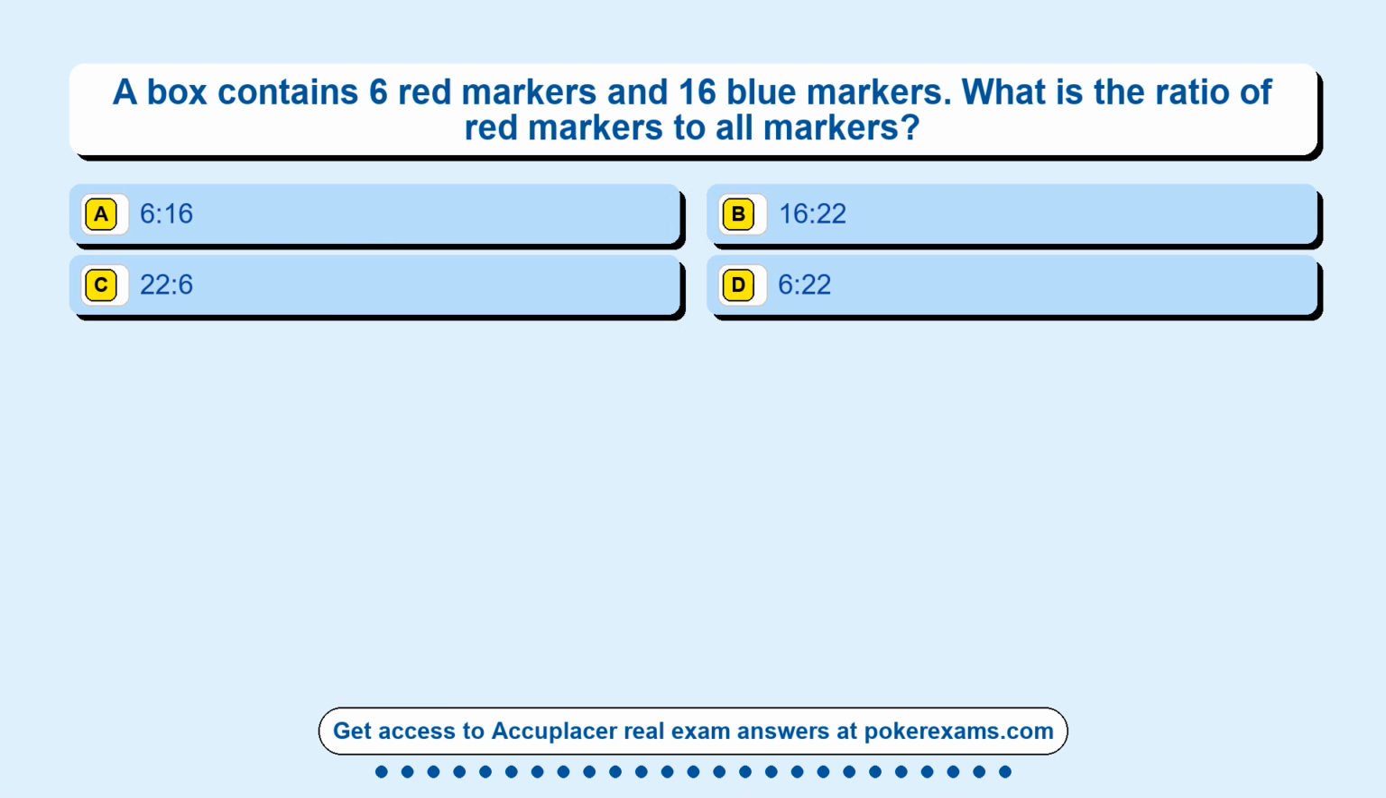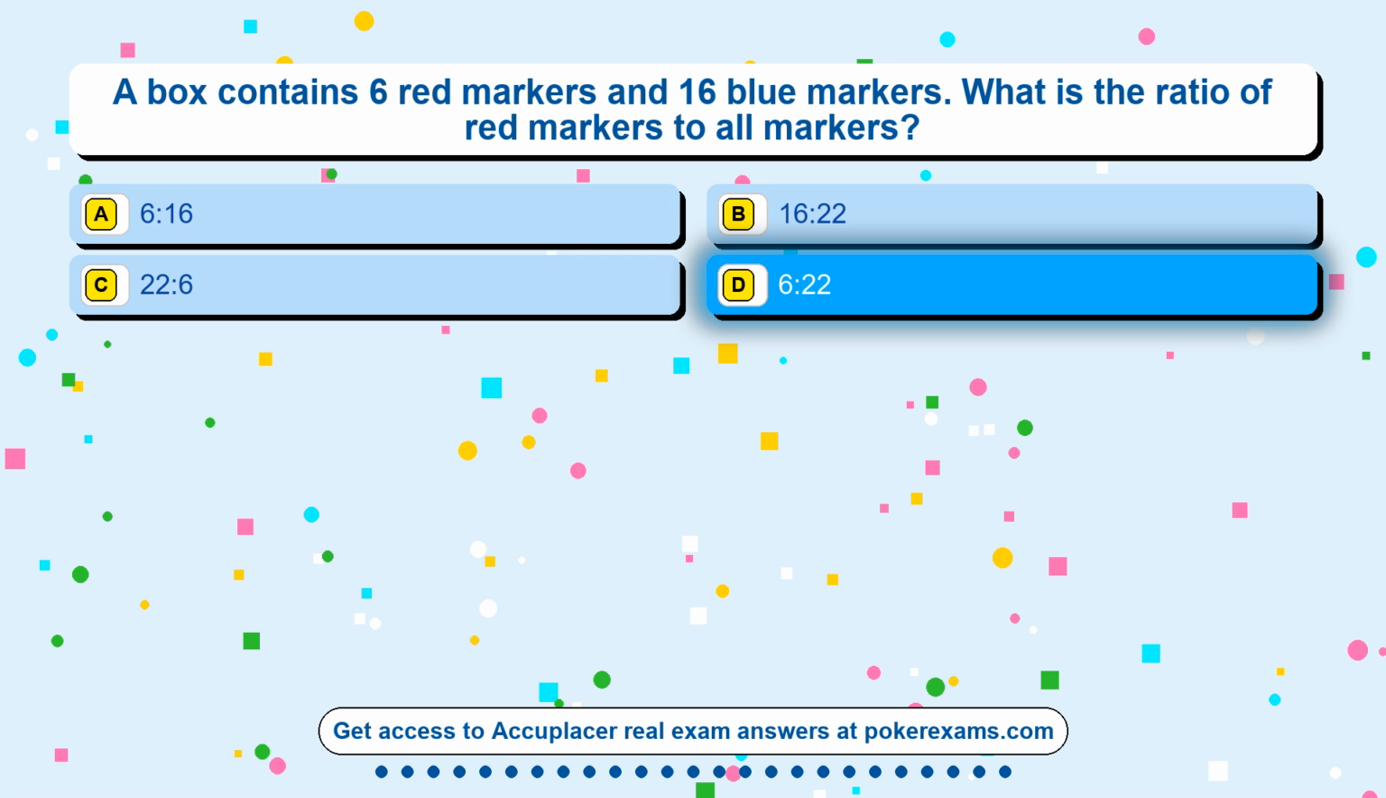Question 22. A box contains 6 red markers and 16 blue markers. What is the ratio of red markers to all markers? Option A, 6:16. Option B, 16:22. Option C, 22:6. Option D, 6:22. The correct answer is option D, 6:22.